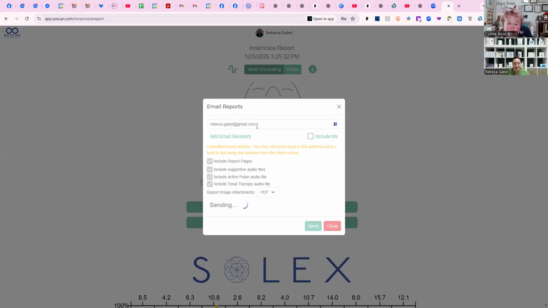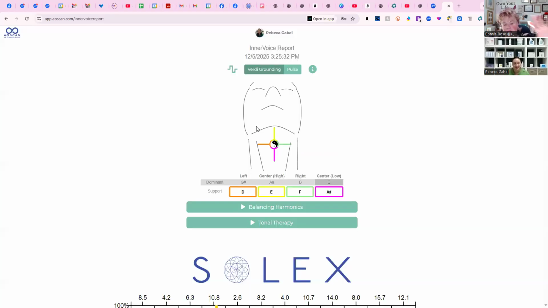Now I will tell you, having Zoom sharing a screen does take a little bit longer than if you were just doing this on your own. But it's worth it. So, Rebecca, I always tell people, look at your email. I want to make sure before we get off the Zoom that you have your files. So can you take a second and check your email for me?